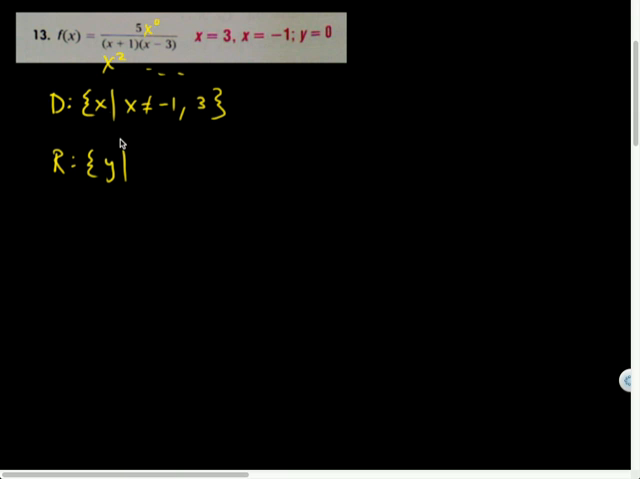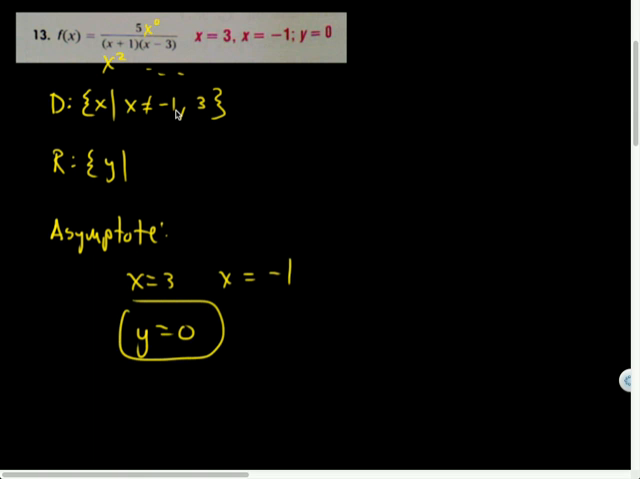So in this case, the asymptote anyway, I might be careful about defining the range just yet, because the range is a little bit sneaky, but the asymptote can be found. We'll have x equals 3, x equals -1, and y equals 0. So this y equals 0 happens because the denominator's exponent is larger than the numerator's.